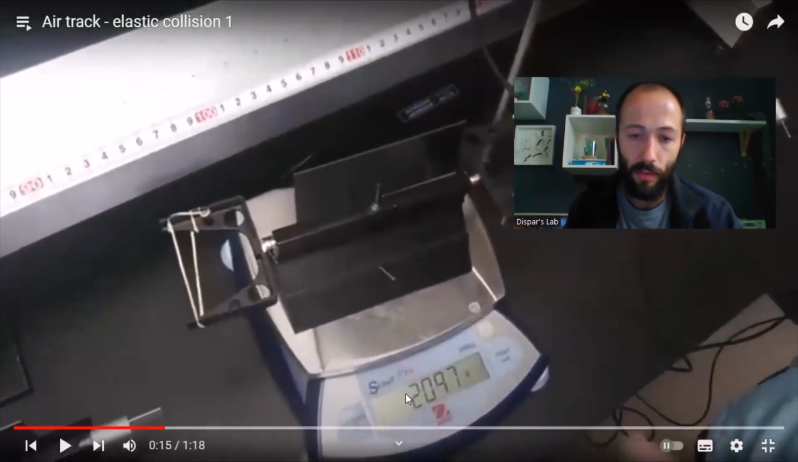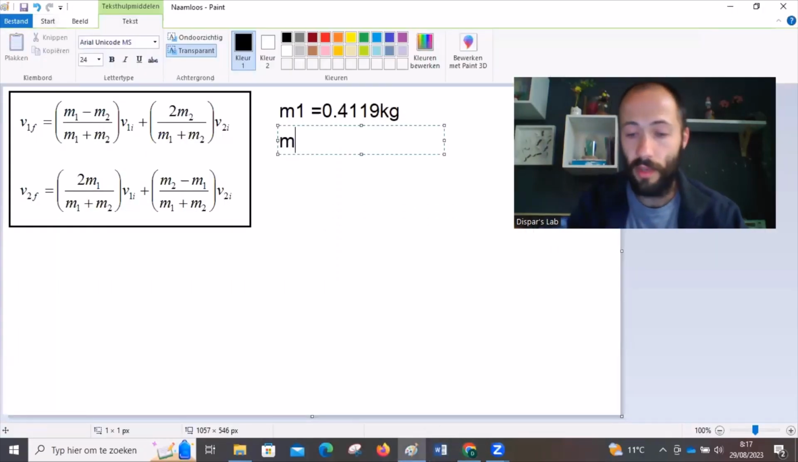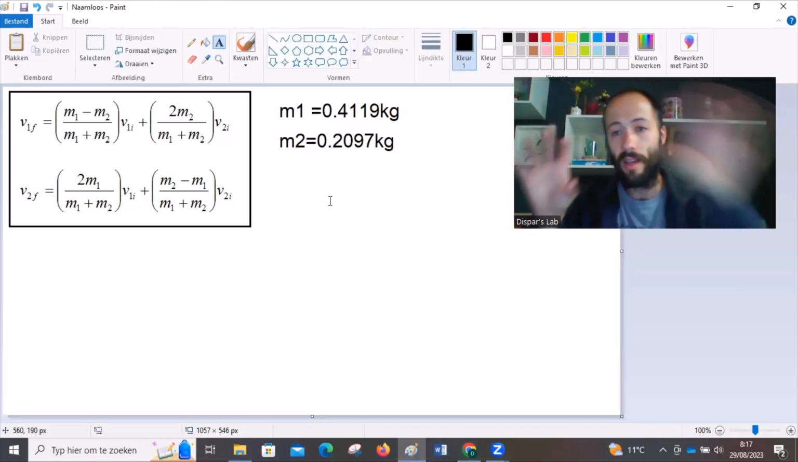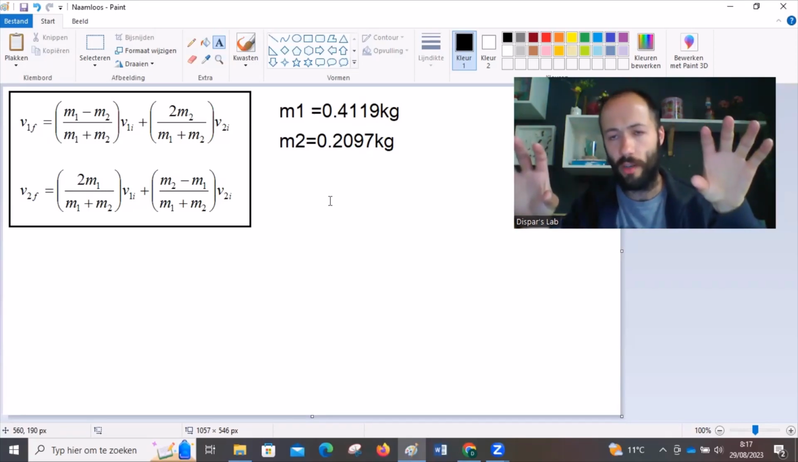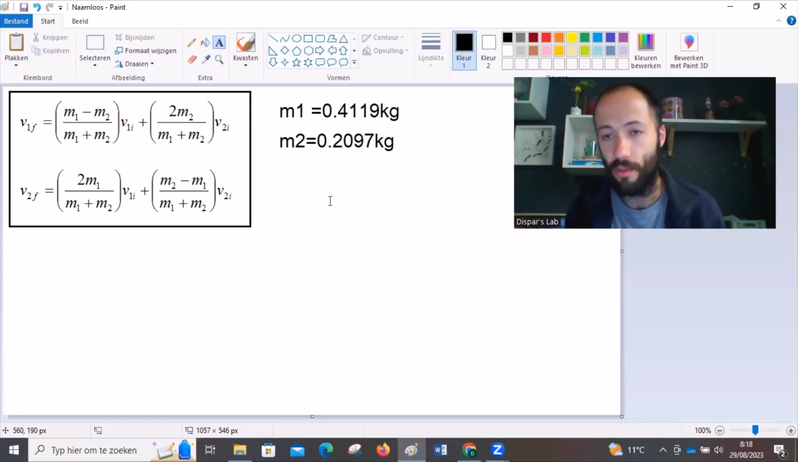Here we have 209.7, so mass 2 will be 0.2097 kilograms. As we can see, we have a heavy mass colliding into a small mass, pretty much a 2-to-1 ratio. So now for the opposition, what would your prediction be in an ideal situation?